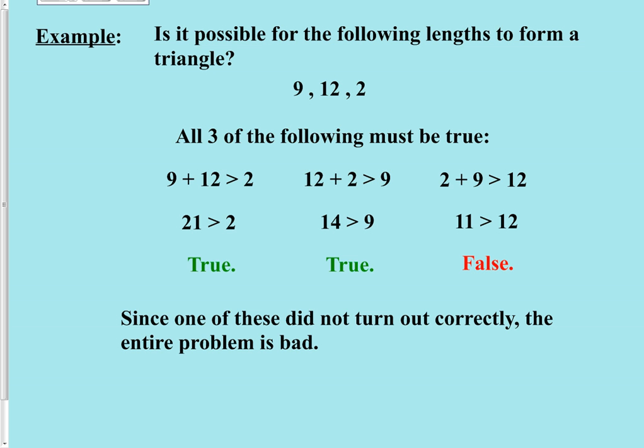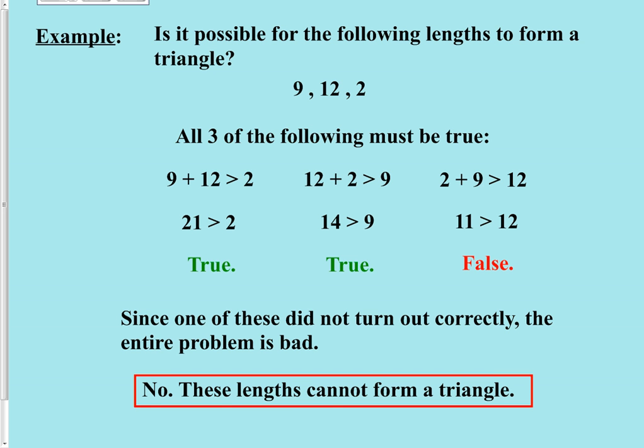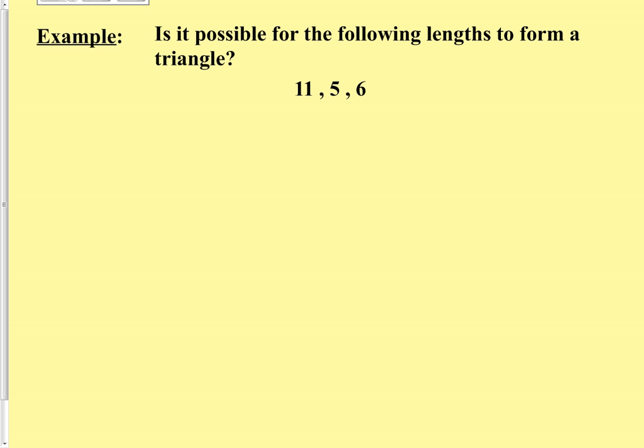If you run into any one false statement while examining the triangle inequality theorem, then the entire problem is incorrect, and you would be forced to say, no, these lengths cannot form a triangle. The 2 and the 9 are not long enough to reach the ends of the side that is 12 units long. Now I think you get the idea here, but there's another situation that we need to examine. Is it possible for the following lengths to form a triangle? And the lengths provided are 11, 5, and 6.